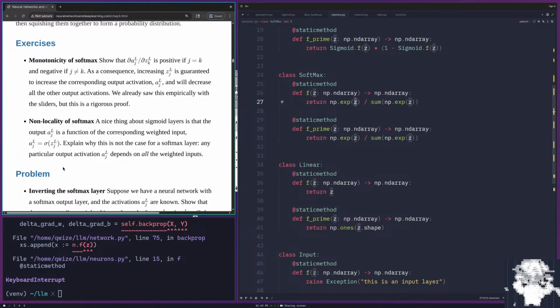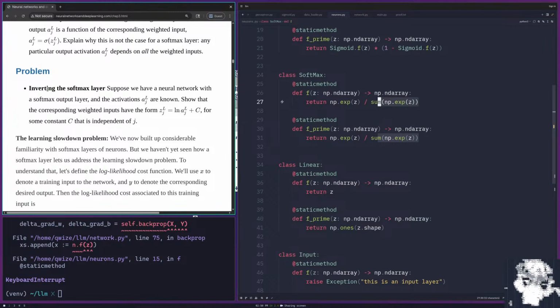Non-locality of softmax. A nice thing about sigmoid layers is that the output AJ is a function of the corresponding weighted input, AJ equals sigmoid of ZJ. Explain why this is not the case for a softmax layer. Any particular output activation AJ depends on all the weighted inputs. Yeah, because they're in the denominator for each component, that's why.